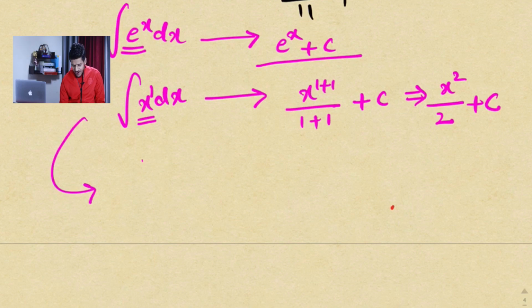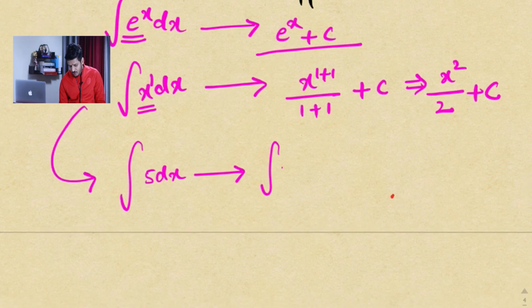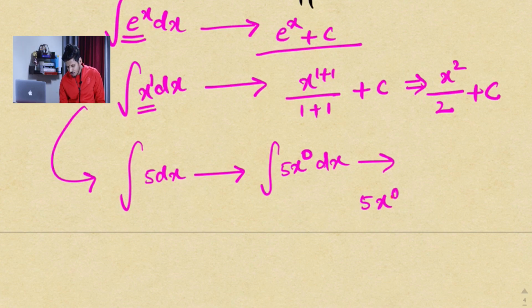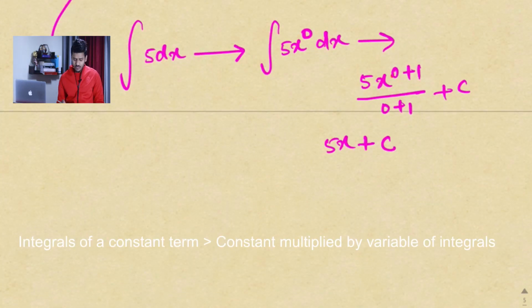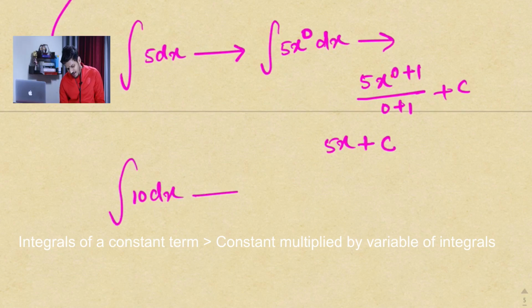Now if we find the integration of a constant term like 5 dx, we can write the constant as 5x to power 0 dx. This will be 5x to power 0 plus 1 upon 0 plus 1, plus c. This is 5x plus c. So whenever we have a constant, what will be the integration of 10 dx? The integration of 10 dx will be 10x plus c.